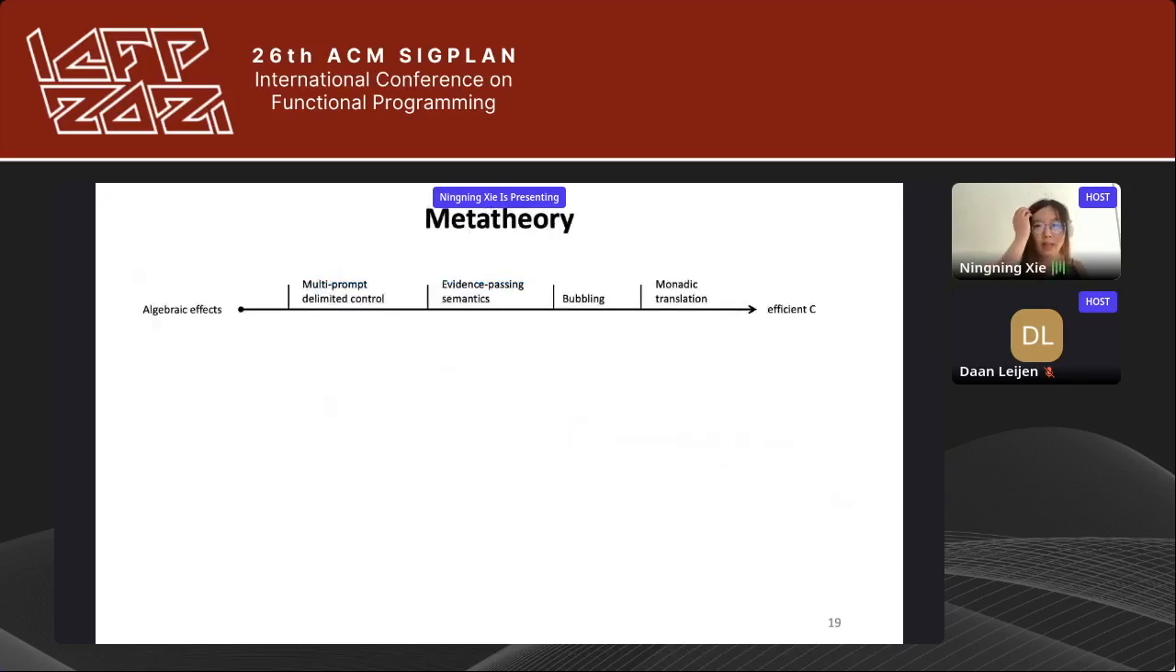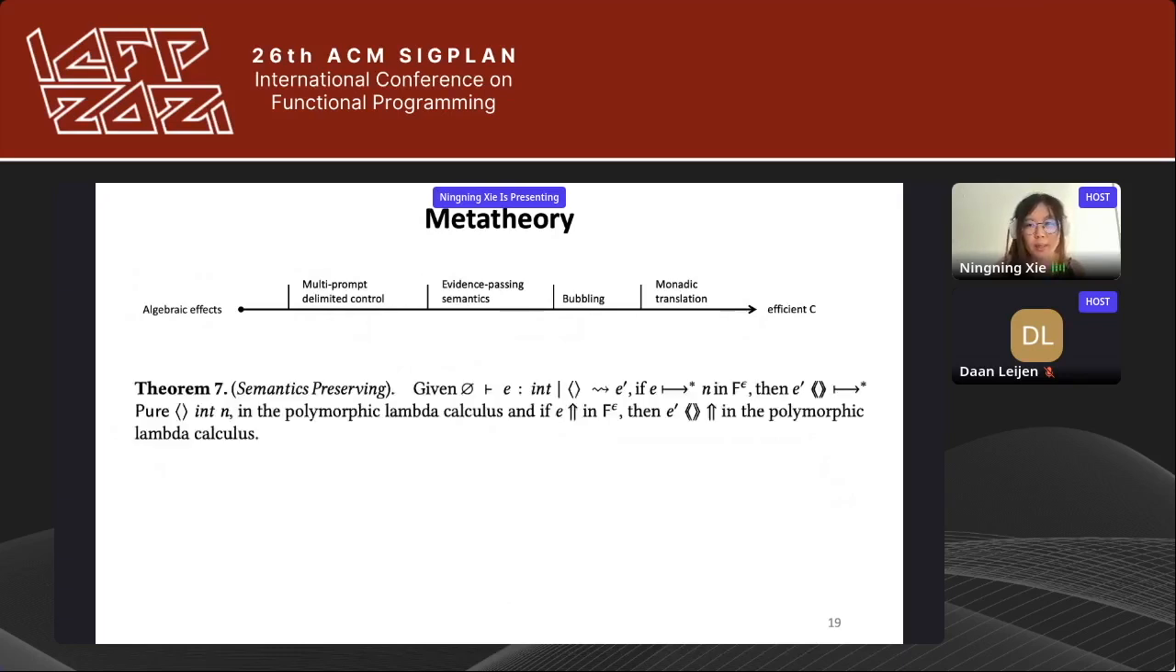We now show that our sequence of refinements preserve the original semantics of polymorphic algebraic effect handlers. In particular, consider a user-defined expression E, which translates to a monadic expression E prime in our calculus. If in the original operational semantics of algebraic effects this expression evaluates to an integer n, then E prime in the monadic calculus evaluates to the same integer n. So this establishes the soundness of our transformations.